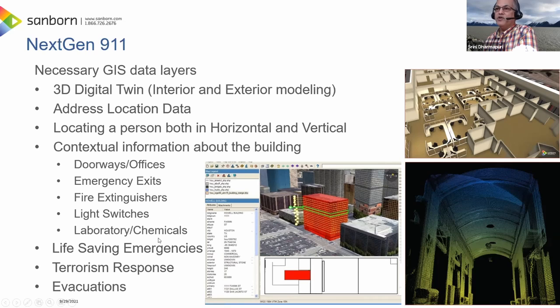The next use case for the digital twin, I would not call it a byproduct of next gen 911, it's another use case, is emergency response. Since we will have all the information about your building, like doorways, emergency exits, fire extinguishers, light switches, etc., it is easy for people to plan for evacuations as well as respond to any terrorism-related activity. So this is another area where we think the digital twin will play a critical role.